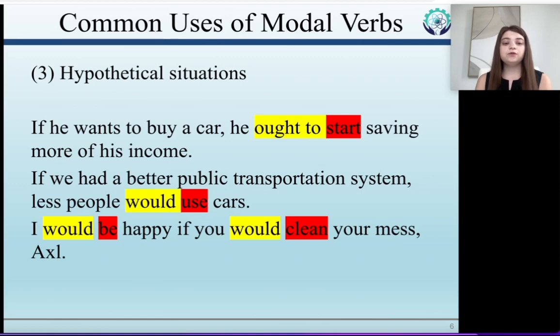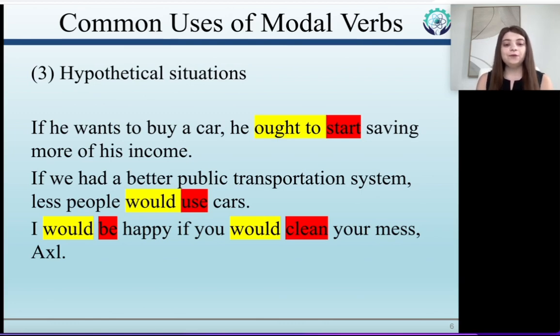Another example, if we had a better public transportation system, less people would use cars, right? So we're expressing a hypothetical of having that better transportation system and what we think would happen in that hypothetical, which is less people would use cars from our perspective.